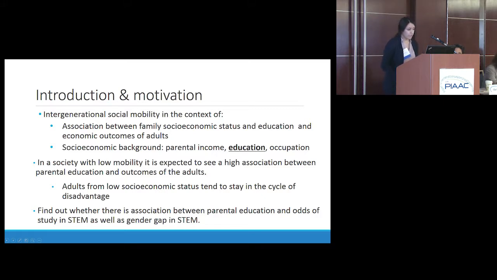Also, another subject that we are going to address in this paper is the association between parental education and propensity to study STEM. We also know there is a big gender gap in STEM. So another interesting research question is, for children from families with higher parental education, what is the gender gap in STEM in that category? Is it different? Is it going to reduce? So somehow we distinguish the impact of parental education on propensity to study STEM and the related gender gap.